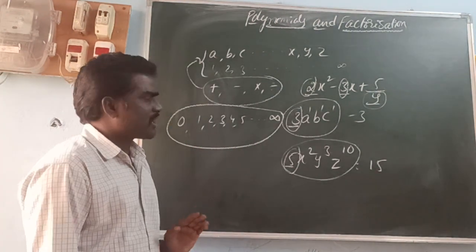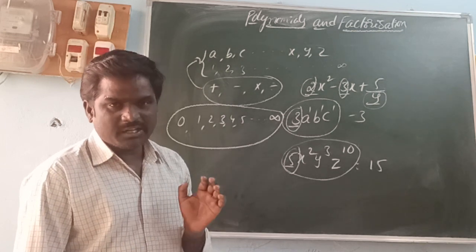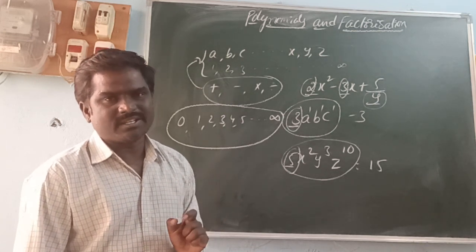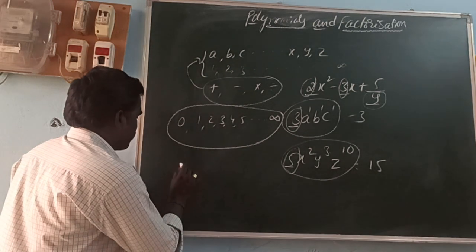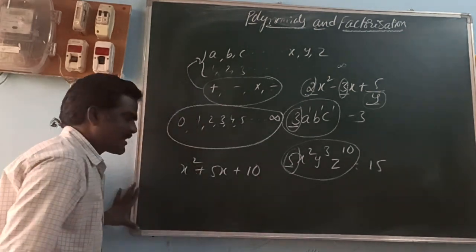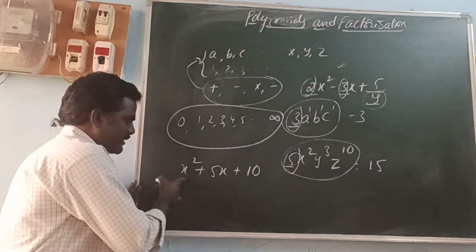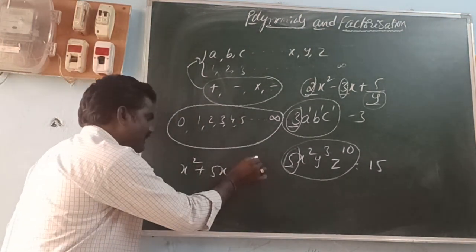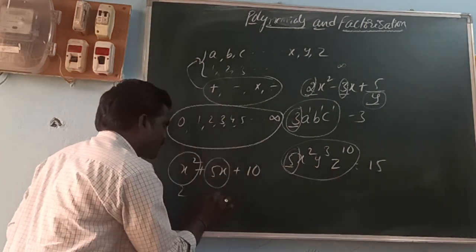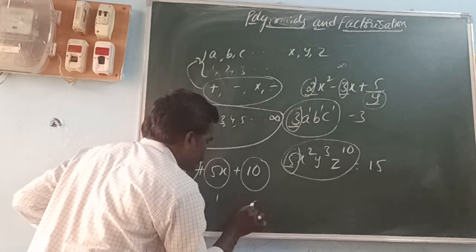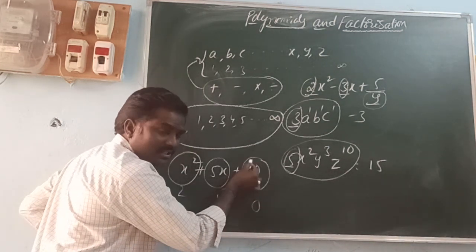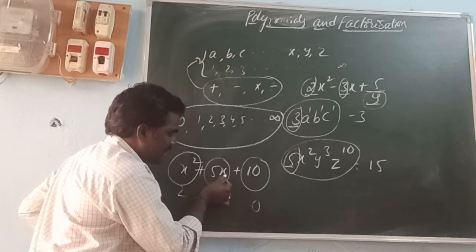So the degree of terms of an algebraic expression is non-negative integers. For example, x square plus 5x plus 10. Here how many terms are there? 3 terms: 1, 2, 3. In these 3 terms, the first term degree is how much? 2. Next term degree is how much? 1. Next term degree is how much? 0. Here it is a constant term. There is no variable, so the degree here is 0.